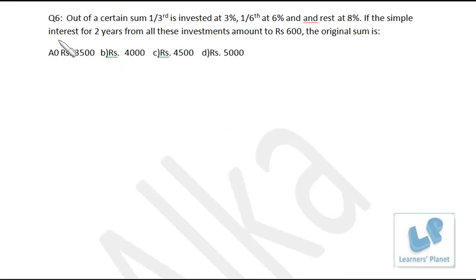Let's see this problem. Out of a certain sum, 1/3 is invested at 3%, 1/6 at 6%, and rest at 8%. If the simple interest for 2 years is rupees 600, the original sum is? So simple interest remains same every year. So for 1 year, the simple interest will be 600 by 2, that is 300, right? Now suppose the amount is x. So x by 3 is invested at 3%. So x by 3 at 3%. So 3% is 3 by 100.